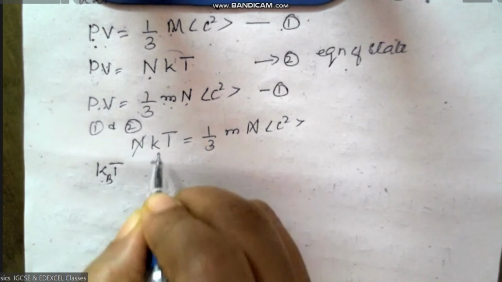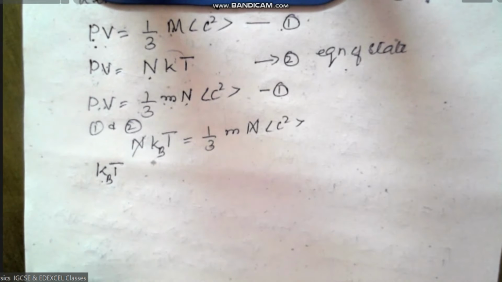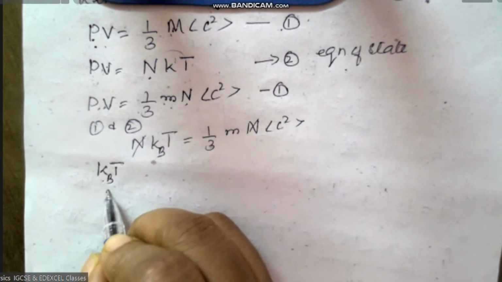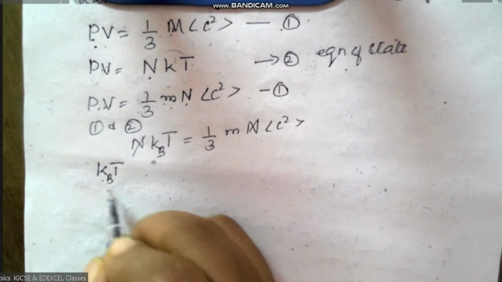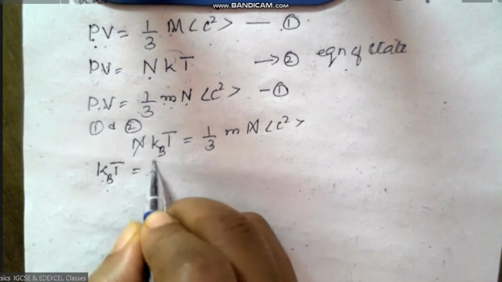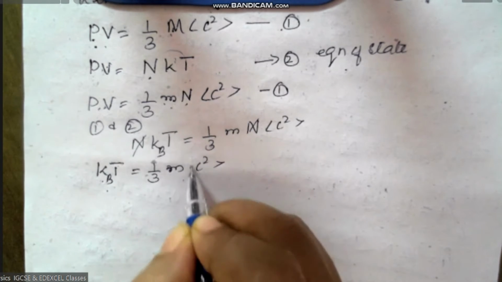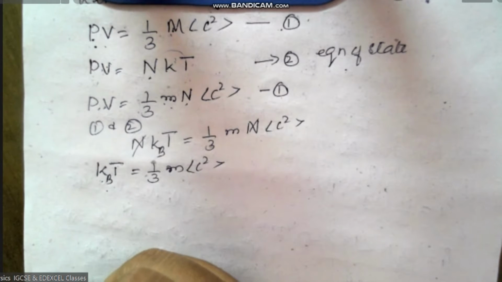It's a constant. That's why I write kB. It's a special constant. What is this one? Boltzmann's constant. Boltzmann's constant, okay, 1 point something. kT is equal to 1/3 mc².